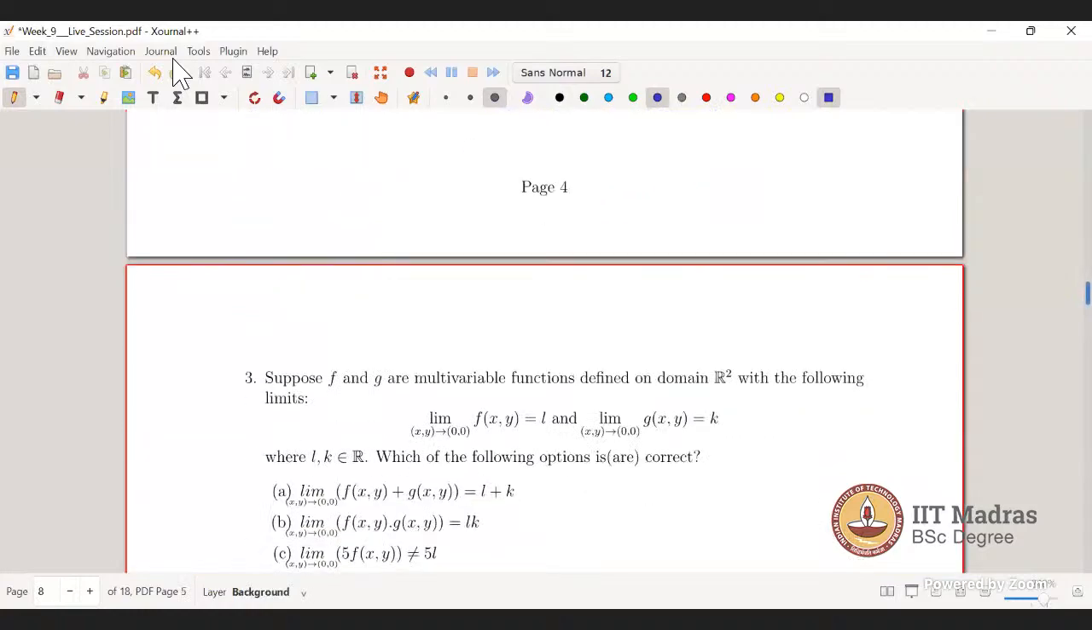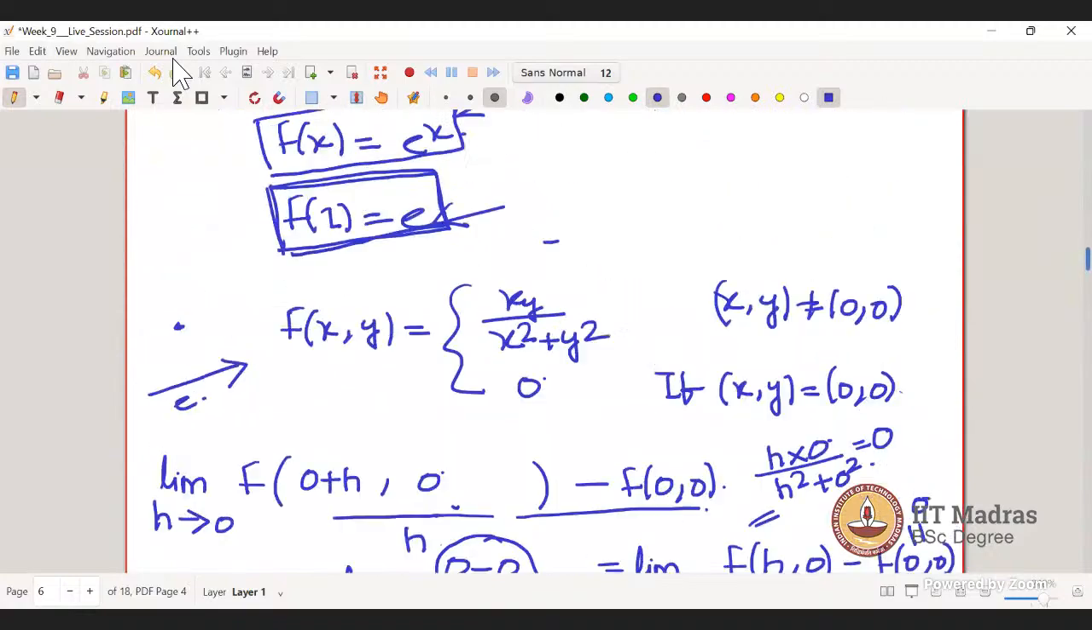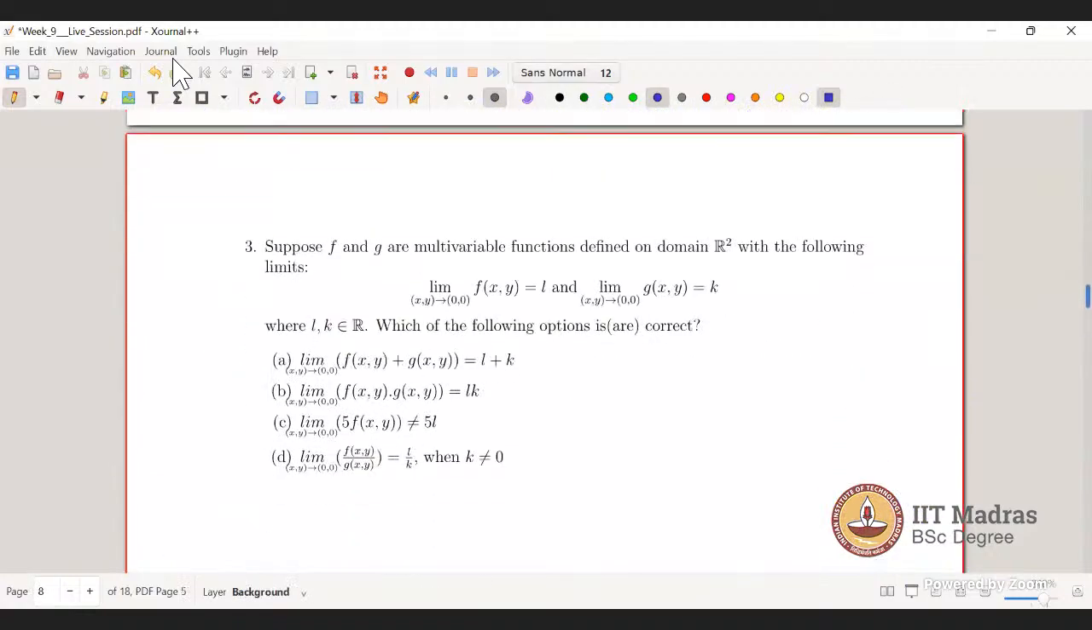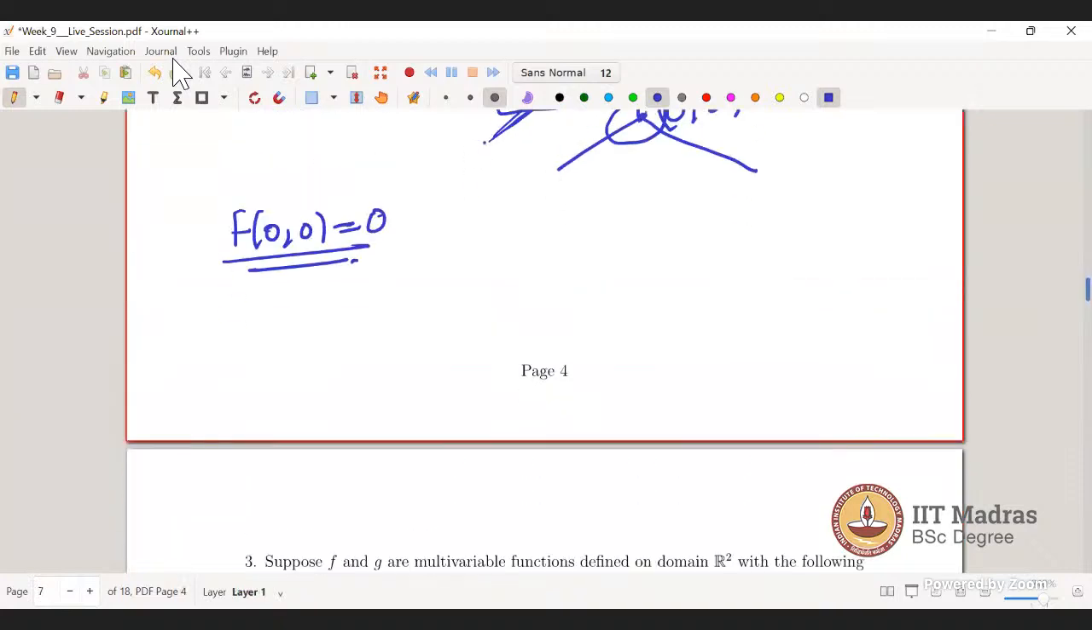Okay, understood. Okay, so let's come to the limit. Does it mean that for any piecewise function we always have to go through that fundamental definition only? Sorry? For any piecewise function. Yes, you have to go that way.